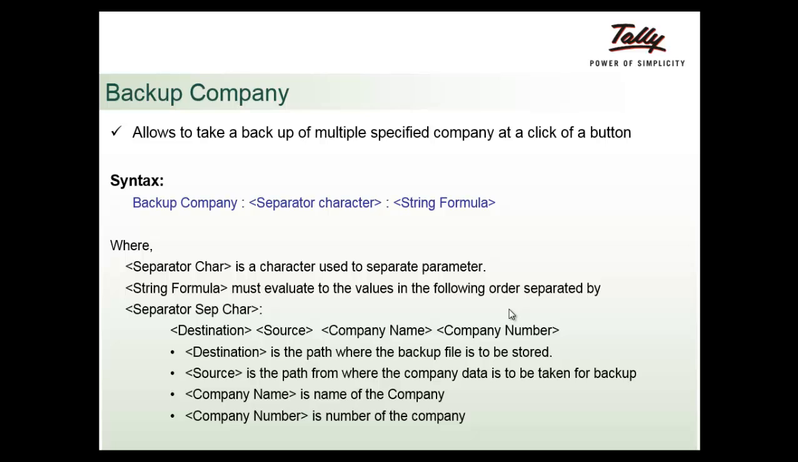In the string formula, you first specify the destination and then the source and then the company name and then the company number. All these 4 parameters need to be separated by some separator character, and that separator character is given as the second parameter of the backup company action. So destination is the path where the backup file is stored. Source is the path where the company data is taken for backup. Company name is the name of the company, and company number is the number of the company.